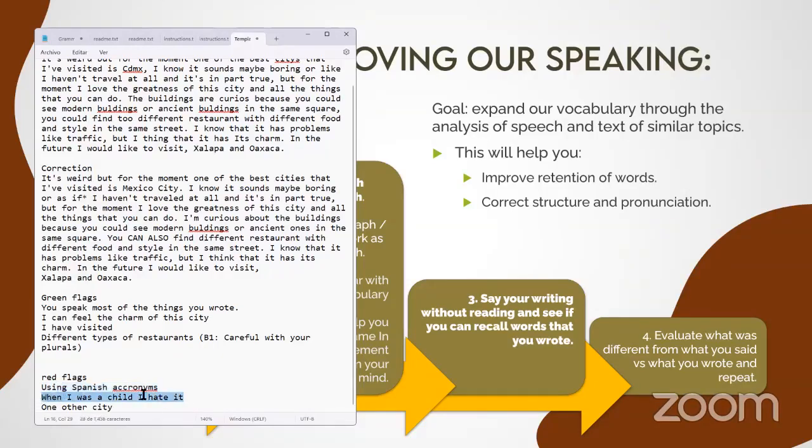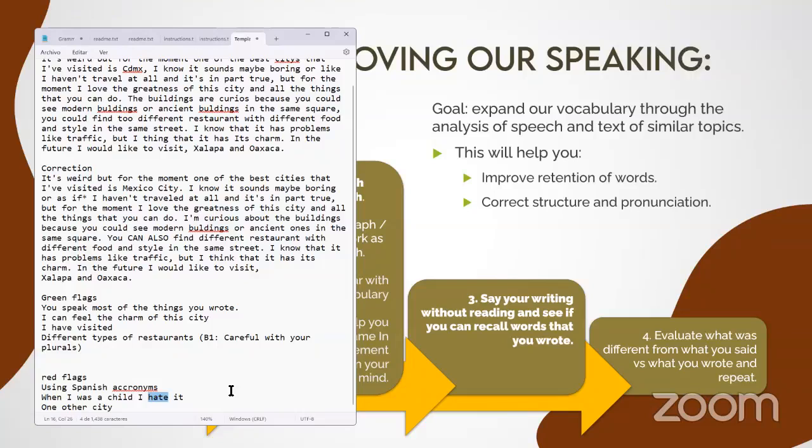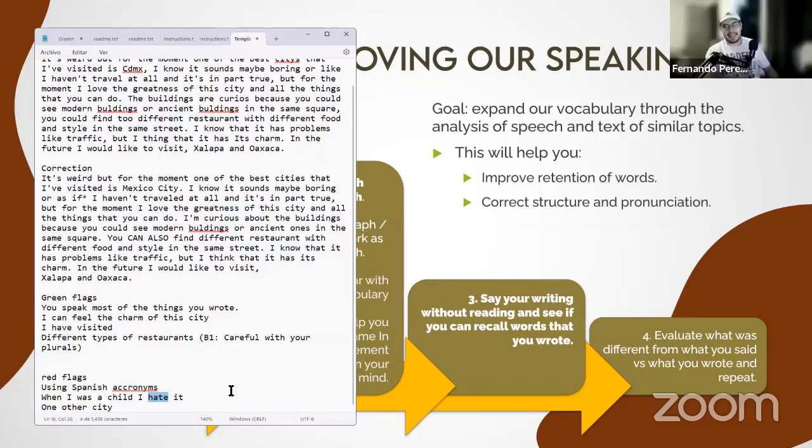Okay. This section, brother: "when I was a child, I hated." You are very, very close because the positive part, the green flag, is to put the pronoun it. A lot of students forget to use the pronoun it. So you are in the next section. That's a positive thing. The problem is that you are using the verb in present. Pronunciation, brother. Hated it.